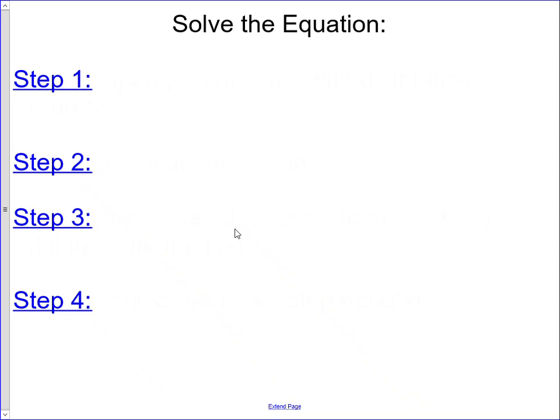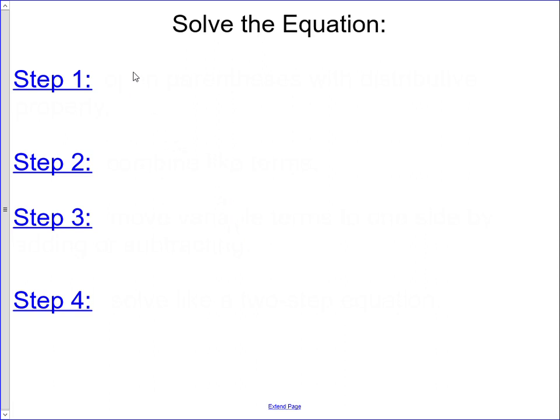In our last two videos, we talked about multiplying a polynomial by a monomial, and then how to simplify expressions using that same concept. And now we're going to talk about how to solve equations involving that same concept of multiplying a polynomial by a monomial.